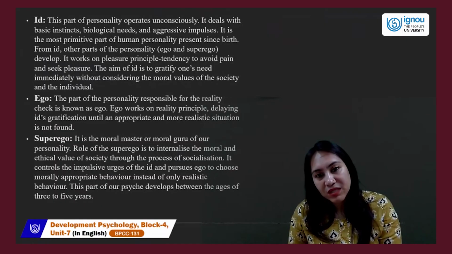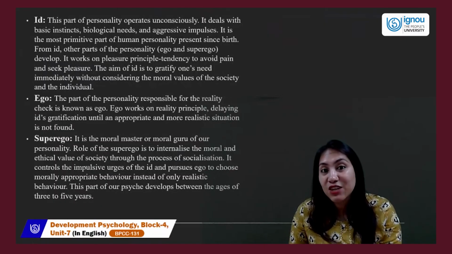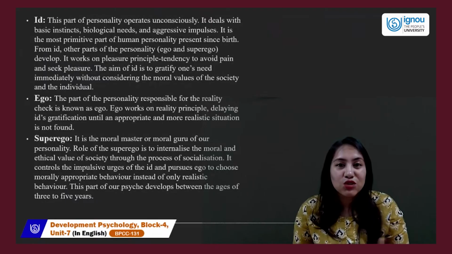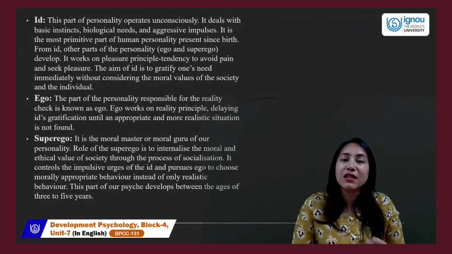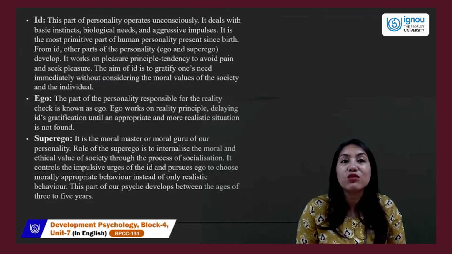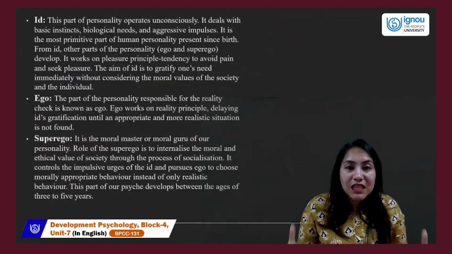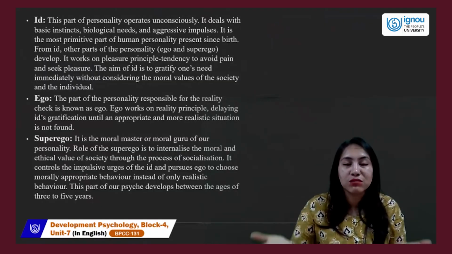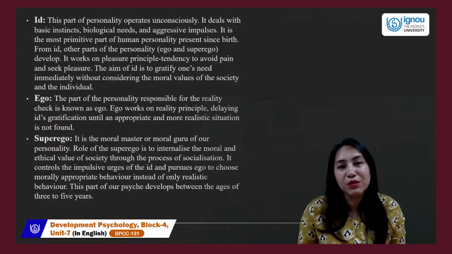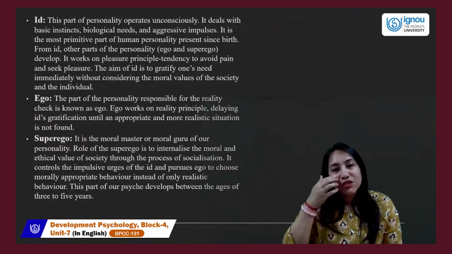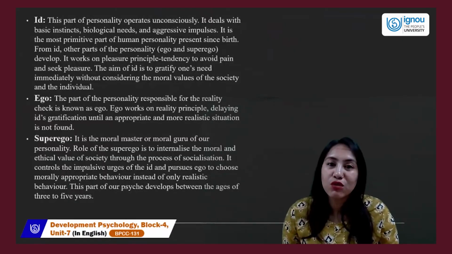The noon time happens. At 2 o'clock, you have your meal, and then you ask your mother for an ice cream. So you get an ice cream. So what is happening? The superego is also getting satisfied. The ego balances both the things, like the balance in between. So that's how ego and superego function in us.